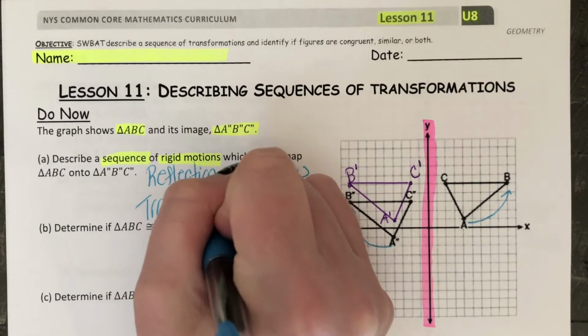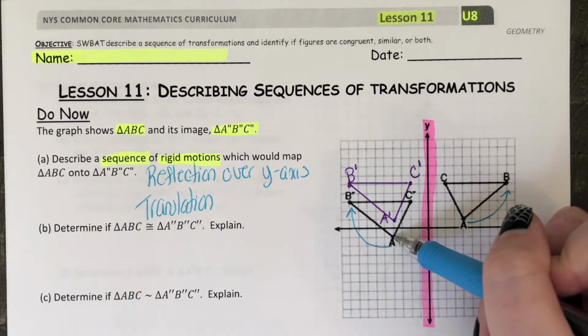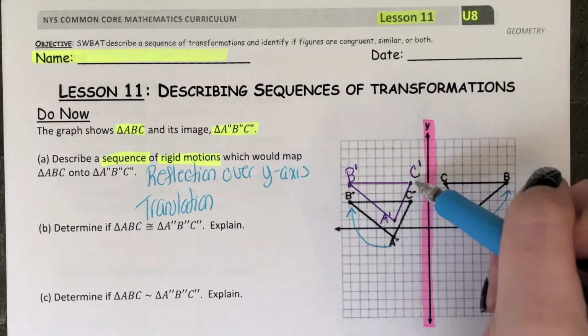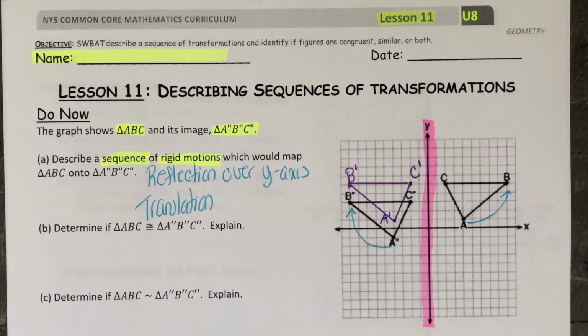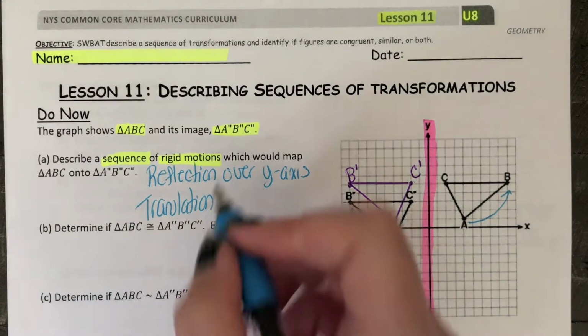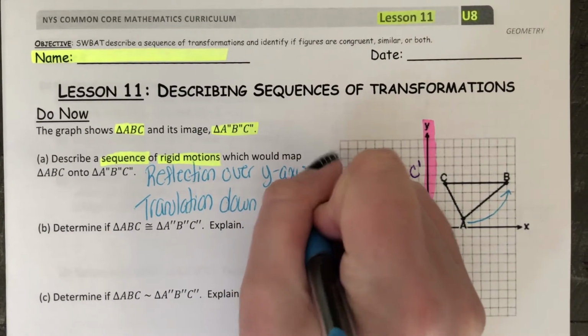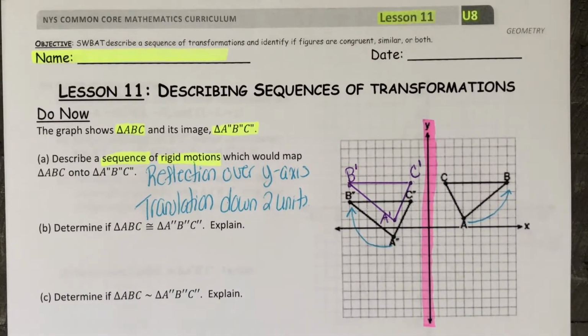When I translate, I have to be specific about where I'm going. If I go 2 units down, A prime goes to A double prime. Same thing for C prime and C double prime, and B prime and B double prime. Oh my gosh, I'm so sorry, guys, stumbling over my words. So I'm going to translate down 2 units. That would map my prime onto my double prime, and then I'm done.